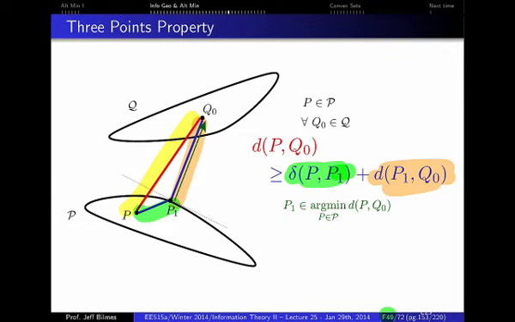And remember, the other thing I want to say is, again, p1. Where does p1 come from? We've chosen q here, and p1 comes from this quasi-distance. It's the closest point in P to q, so the closest P point to q naught. So that's the 3 points property.